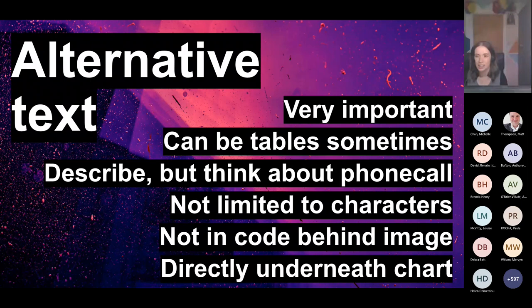And sometimes it can be really helpful in making you think about, okay, what's the message? Is my chart a good enough chart? Is it giving a message? Because if you can't write the alt text, that means maybe the message of your chart is a bit confused. Don't think about being limited to characters, because that's really to do with images on websites. The new advice is don't put it in the code behind the image, put it in the body text, and ideally put it directly underneath the chart.